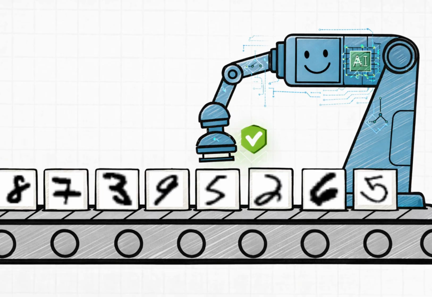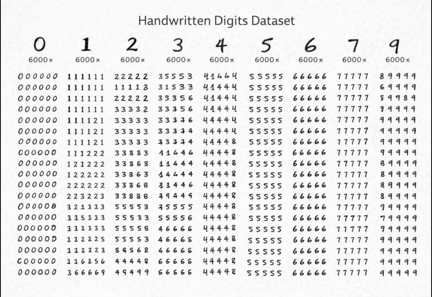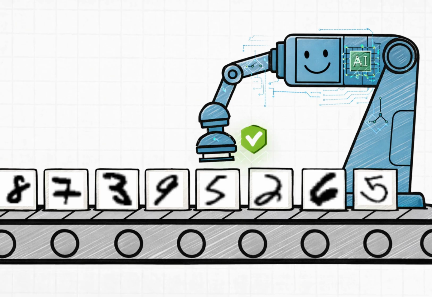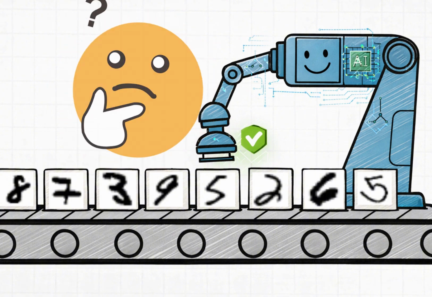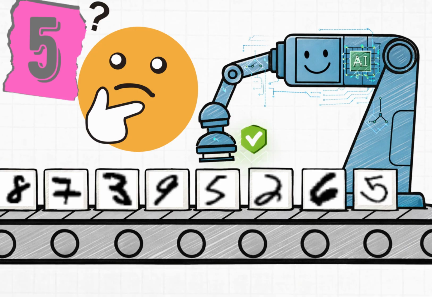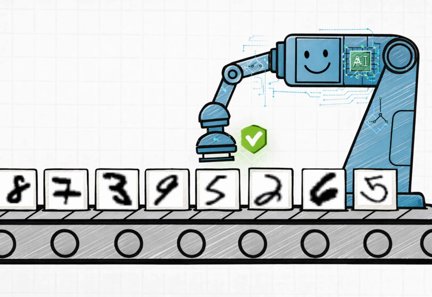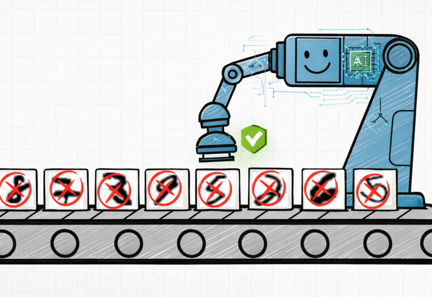Let's imagine the system is trained to look at 60,000 handwritten images and decide whether each image is the number 5 or not. So this is a binary classification problem. For every image, the model answers a simple question. Is this a 5? Yes or no? Now here's the twist. Suppose this system is programmed with a completely wrong strategy. It always predicts not 5, no matter what image it sees.